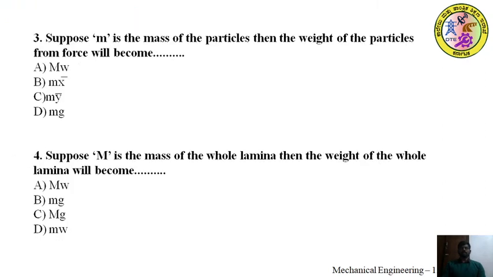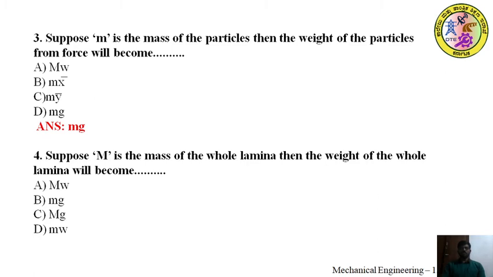Third question, suppose small m is the mass of the particles, then the weight of the particles from force will become dash. The options are big M into W, M into X bar, M into Y bar, and D small m into G. The answer is, here I am talking about particles, not the whole lamina. So the answer is small m into G.